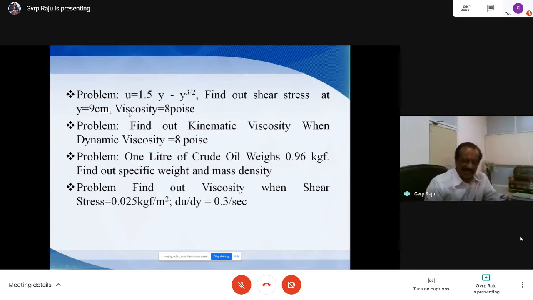Poise, as you know, is dyne seconds per centimeter square. So you can convert poise into kg force seconds per meter square. This is 8 by 98.1. So now the viscosity is 8 by 98.1, which comes to around 0.0815.